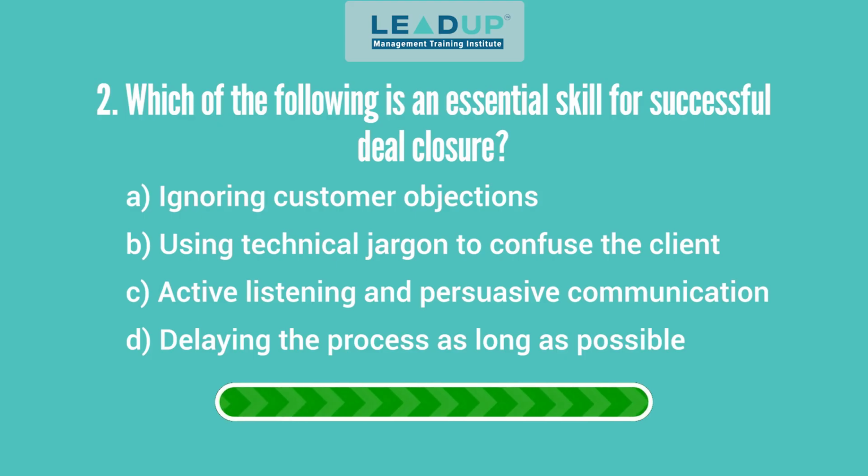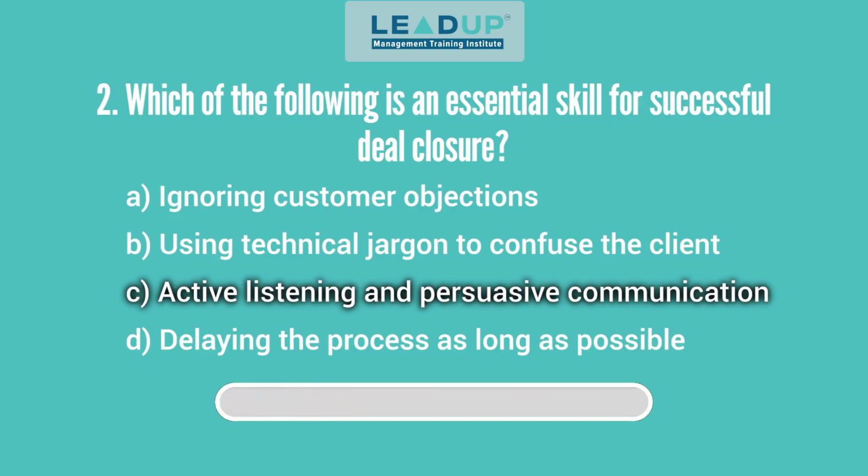Question 2. Which of the following is an essential skill for successful deal closure? A. Ignoring customer objections. B. Using technical jargon to confuse the client. C. Active listening and persuasive communication. And D. Delaying the process as long as possible. Answer: active listening and persuasive communication.